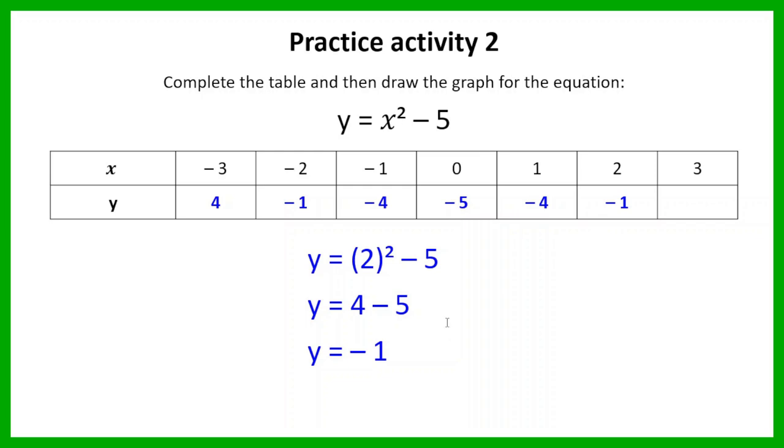And the last one, if x is 3, then I have 3 squared minus 5, that gives me 9 minus 5, so y is equal to 4. So if x is 3, then y is 4. Okay, so that's what your table should look like. Now let's go and do our graph.